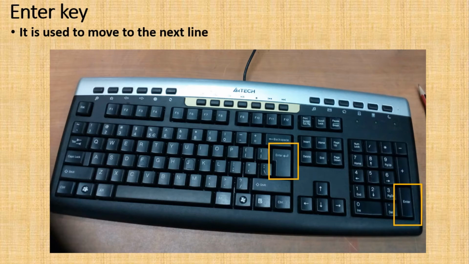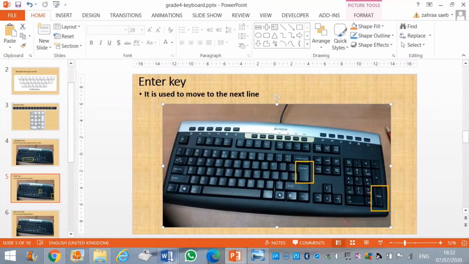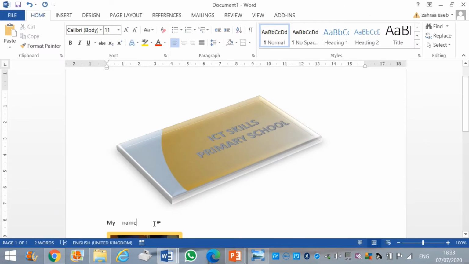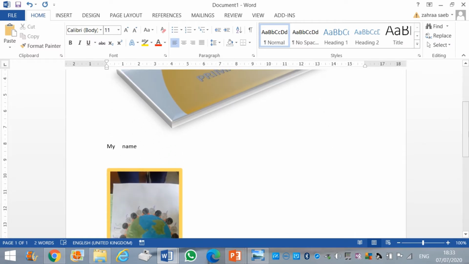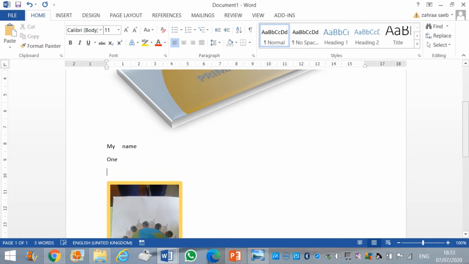I will provide you with an example. I want to write the words 1 and 2 on two separate lines. I will write 1, and to move to the next line, I must press the enter key. Therefore, the enter key separates words or sentences between lines. It moves to the next line.